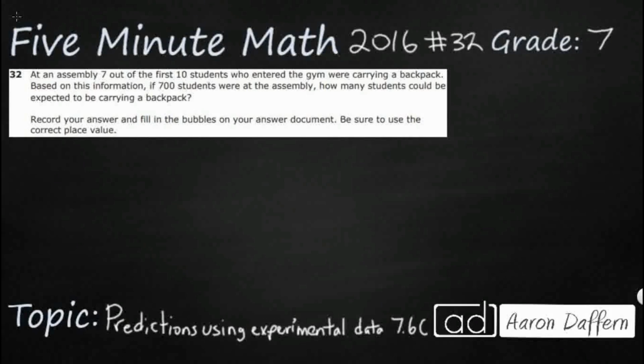Today we are looking at the 7th grade concept of predictions using experimental data. This is standard 7.6C in the great state of Texas, and we are using item number 32 of the 2016 released STAAR test. If you have not done so already, please go ahead and take a moment to pause the video, work this problem out on your own, unpause it, and then we will look at our answers together.